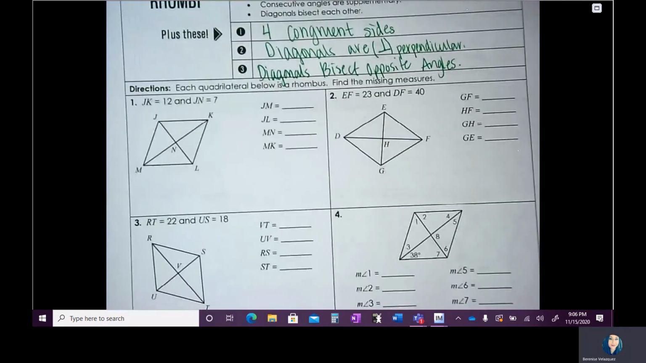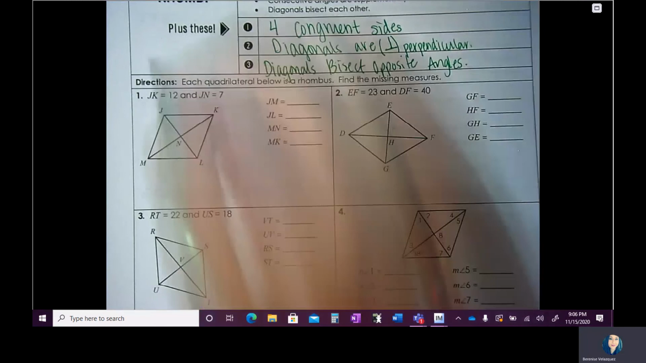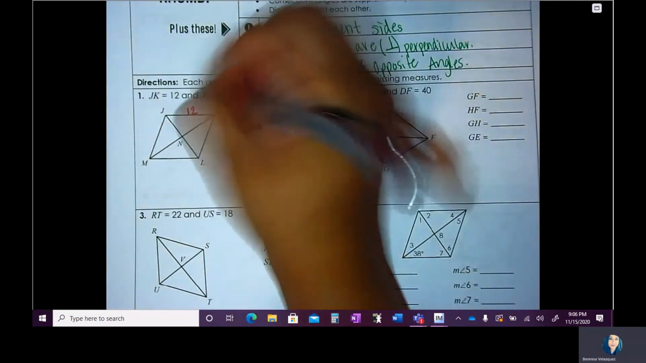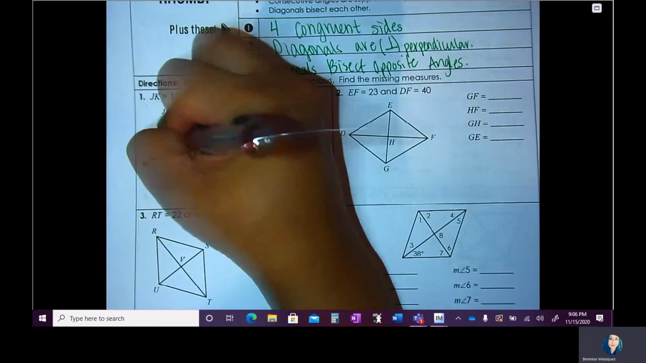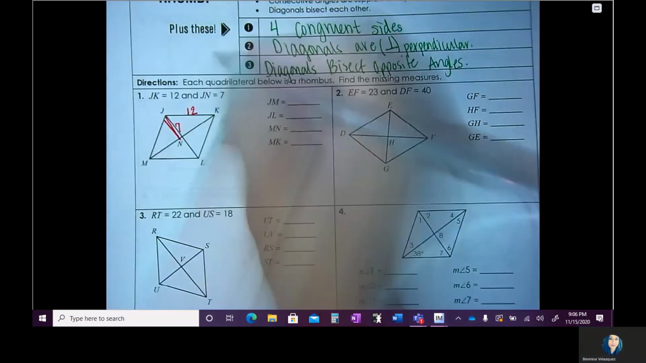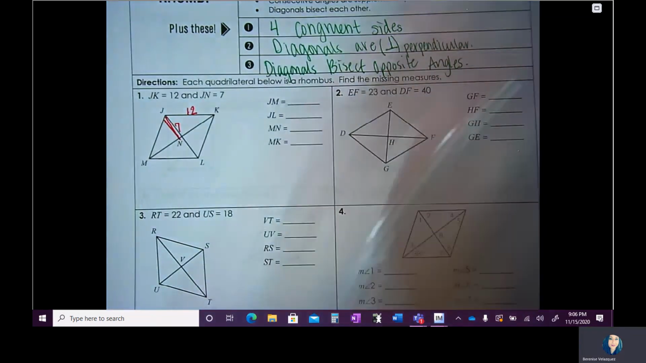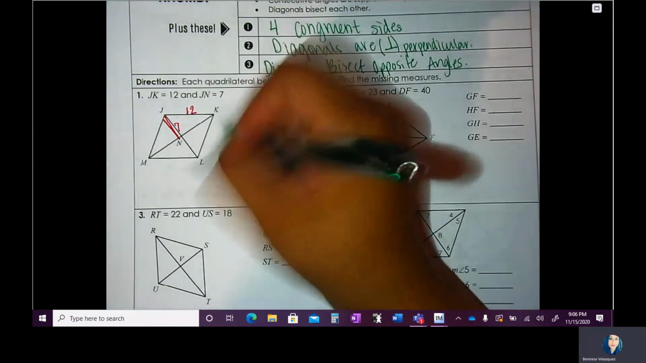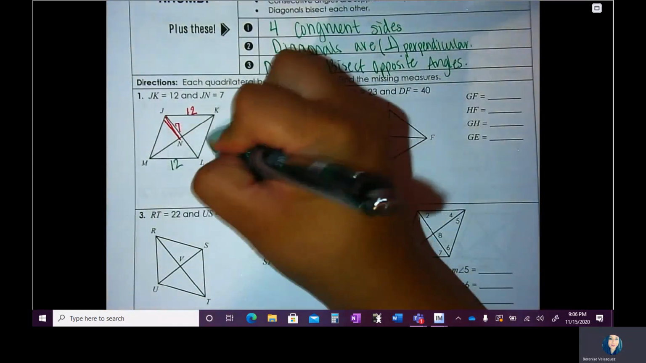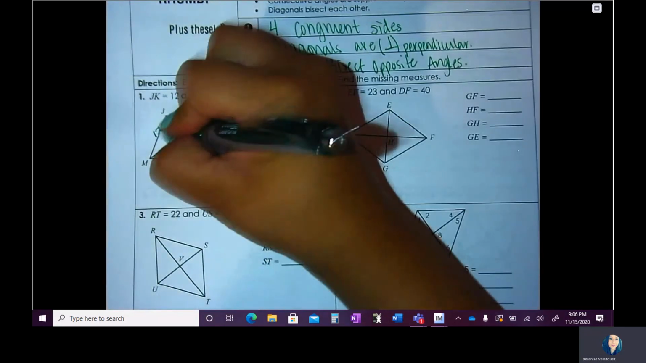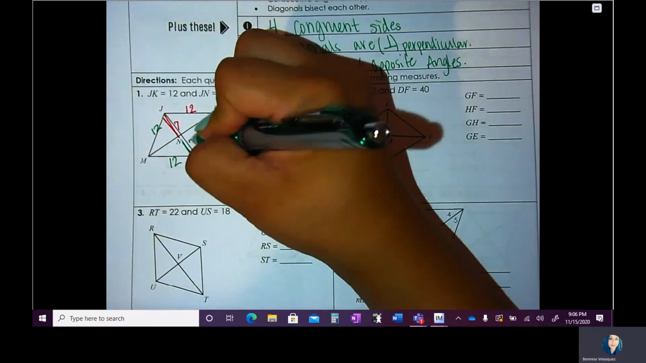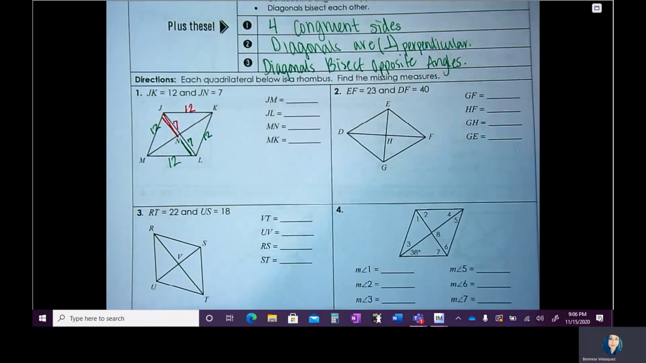Okay, so number 1, we have JK is 12, so I'm going to look for it and put it there. JN on the inside right here is 7. Okay, that's all they've given us. Now, using that, I'm going to fill in everything that I can. Well, in a rhombus, all sides are the same. In a rhombus, just like in a parallelogram, if this is 7, the other side is 7. So I've been given that.